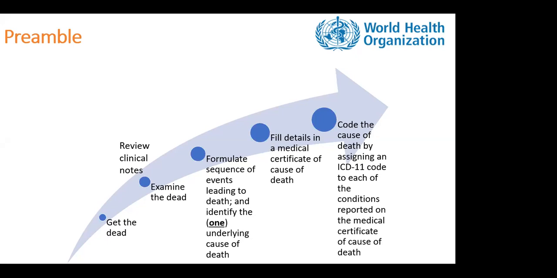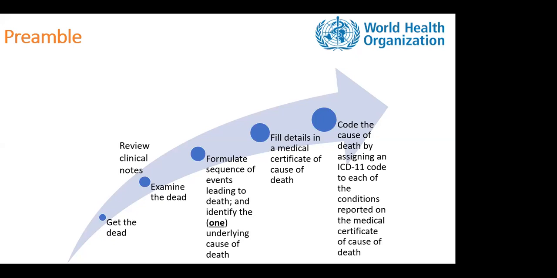Now, when somebody dies, just as Edwin already mentioned, of course, you have to examine the body. In most cases, we don't have the opportunity like Edwin does to examine the body, because that is part of the autopsy. In most cases, we rely on review of the clinical notes to try to formulate a sequence of events. So when you examine the body or review the clinical notes, you formulate the sequence of events that led to death. And quite often, you'll be faced with a situation where you have more than one underlying cause of death. But the requirement, as we'll see later on, is that you can only write one underlying cause of death, not two, not three. Where there are two, you have to choose one of them based on your best opinion, as Edwin rightly mentioned. So you fill those details in a medical certificate of cause of death.